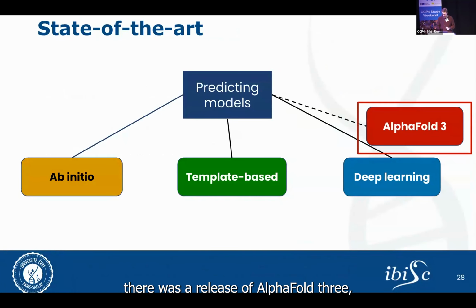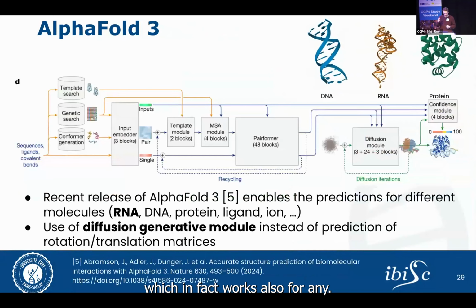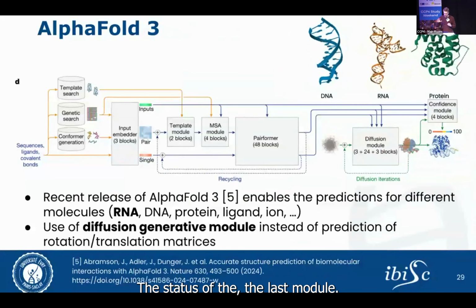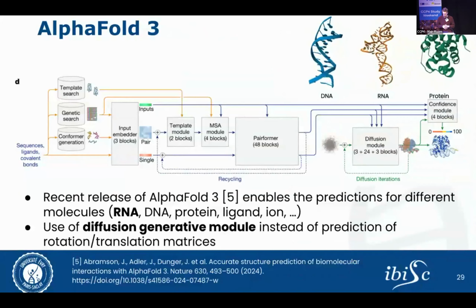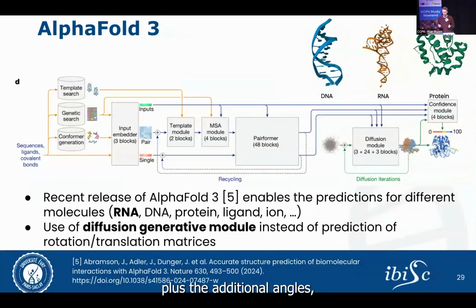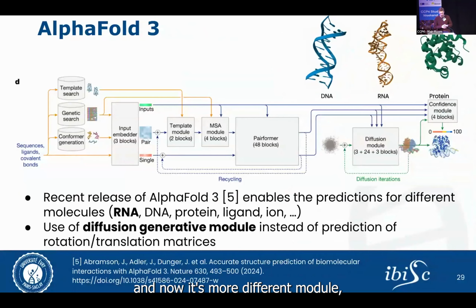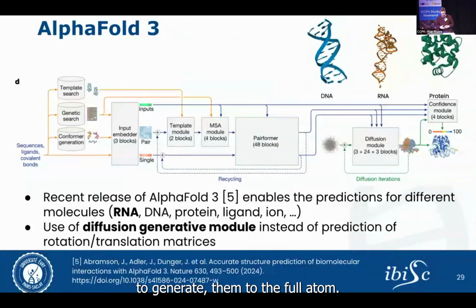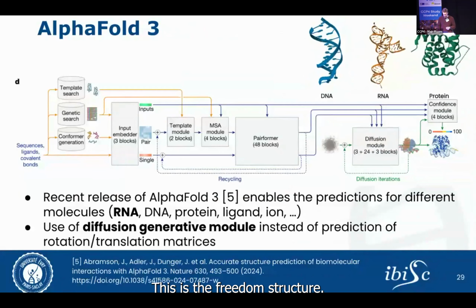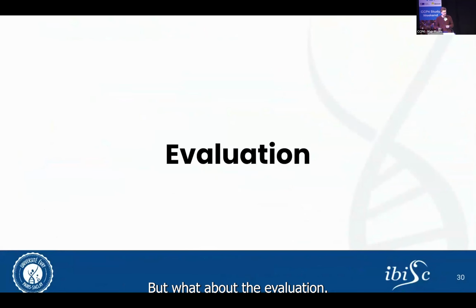And then there was a release of AlphaFold 3, which in fact also works for RNA. And so they changed the architecture a little bit, the last module. Before, it was a prediction of the rotation and translation plus the torsional angles, and now it's more a diffusion module to generate the full atom structure. But what about the evaluation?